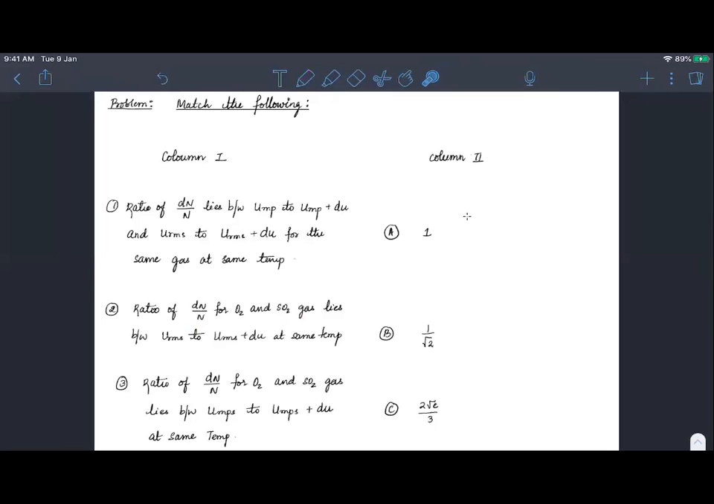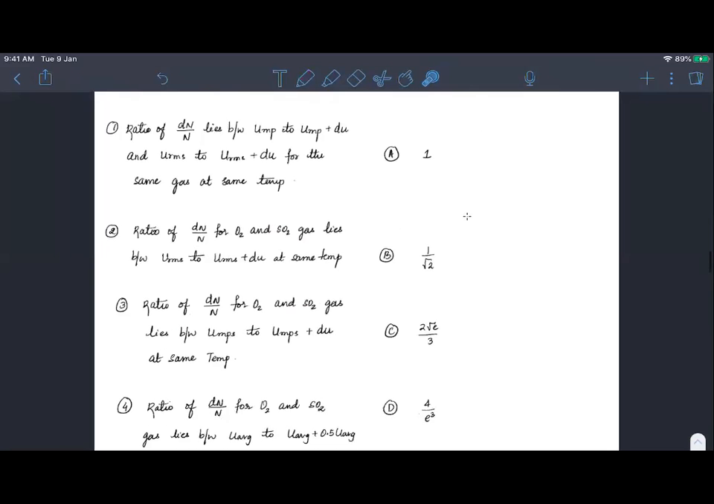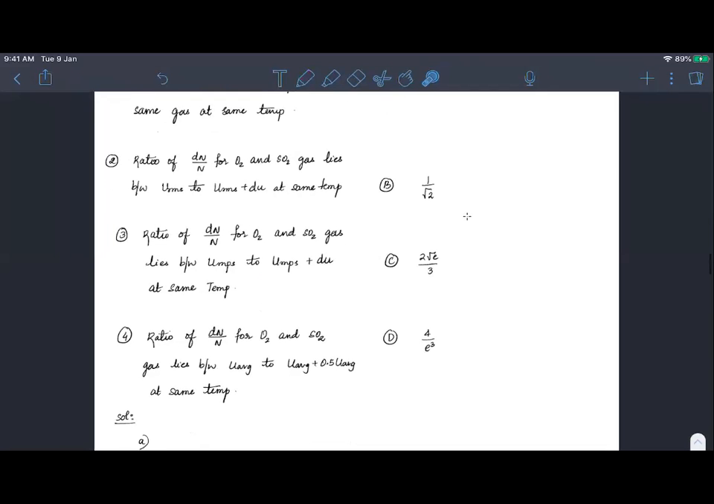How much will it come? Suppose all of you understood that. Next, dn by n of oxygen and sulfur dioxide with most probable this time. Same question with most probable. Last question, dn by n for oxygen and sulfur dioxide gas between U average to U average plus 0.5 U average. So, understood? Yeah?